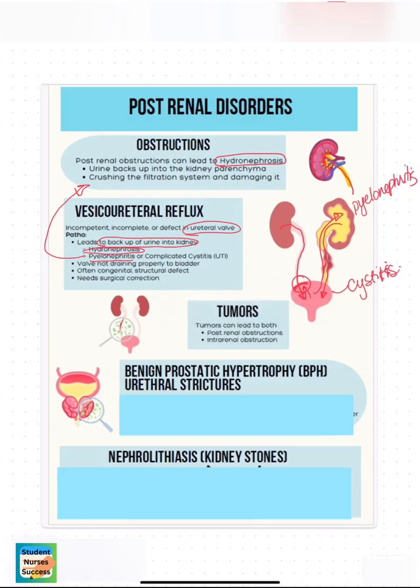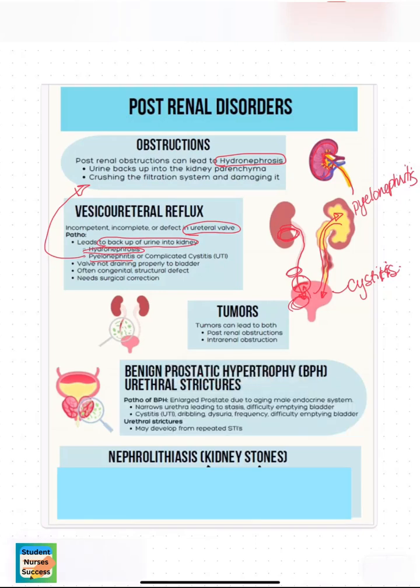Tumors can lead to both postrenal obstructions or intrarenal obstructions. It really just depends on where the tumor is located. If the tumor is located inside the kidney, then what we can actually see is a backup of fluid or some type of obstruction or some type of intrarenal issue. If the tumor is somewhere in the ureters or in the bladder, it can actually press and cause an obstruction of flow of urine back up into the kidney.